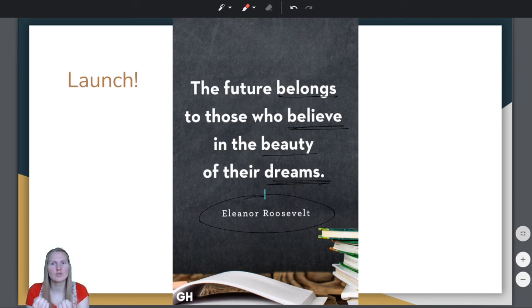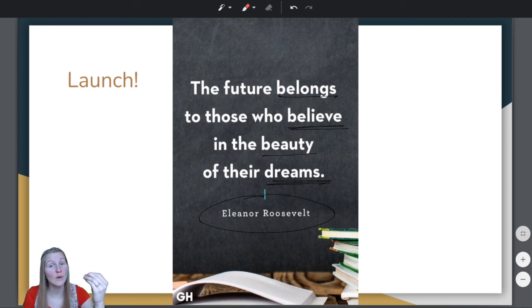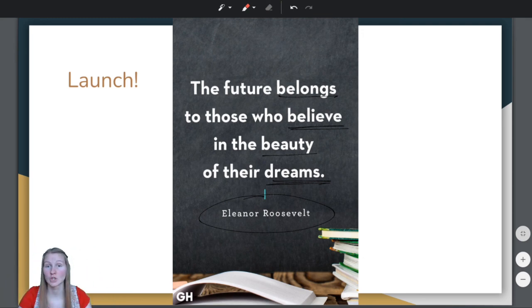So how can you control your future? How are you in control of your future? Believe in the beauty of your dreams. That sounds a little cliche, but if you truly believe, right, you have this beautiful dream that you want to reach. If you believe in that dream, that you can make it, that you can do it, if you truly believe that in your heart and soul, that I can do this, this is possible, and you do everything you can to go for it, your future belongs to you.